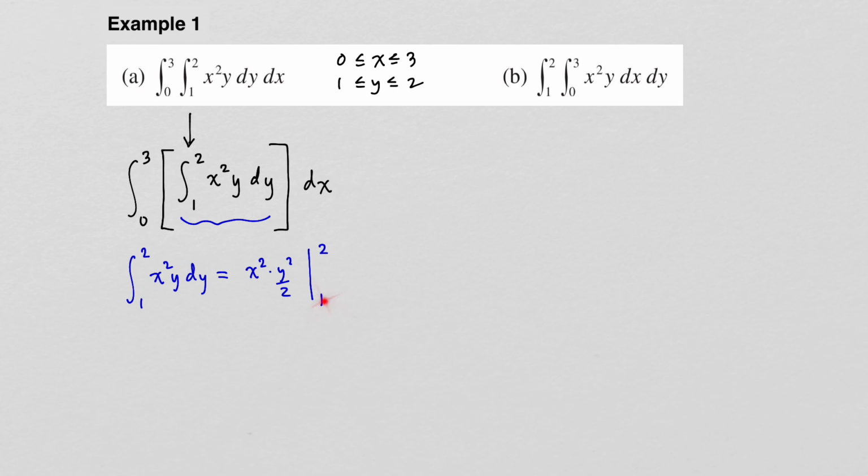And remember, 1 to 2 is for the y value. So this becomes x squared times y squared over 2, which is 2 squared over 2, minus, and then y is 1. We plug in 1, we get 1 squared over 2. So again, we just factor out x squared like it's a constant, and we plug in these values for y, and then we do the math. So this is x squared times 3/2, or 3x squared over 2.